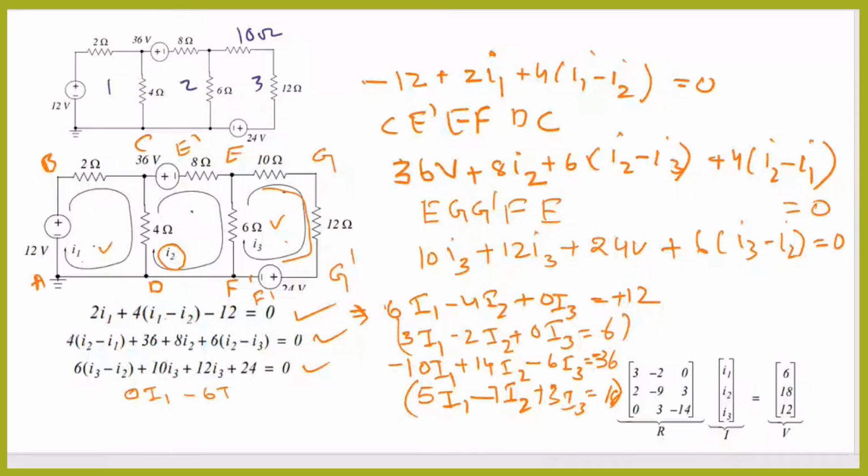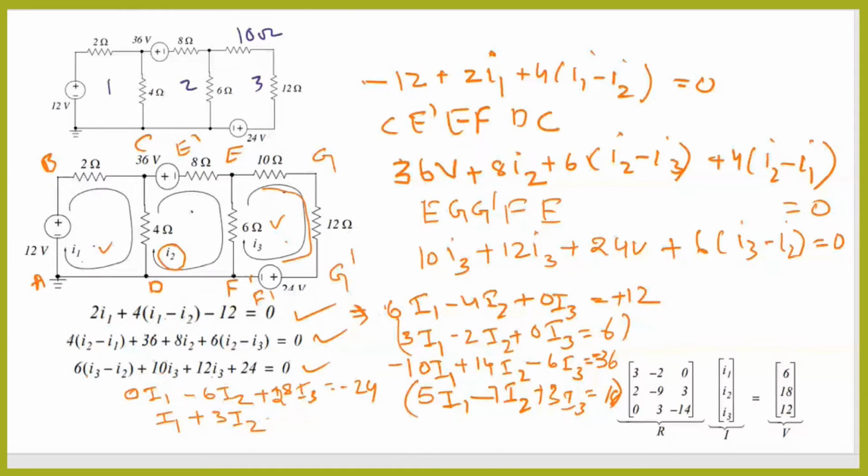18 I3 plus 18 I3 is equal to minus 24. Okay, so if I solve this, 2 I1 plus 28 I3, yeah, 28 I3. Okay, so minus 14 I3 is equal to 12.